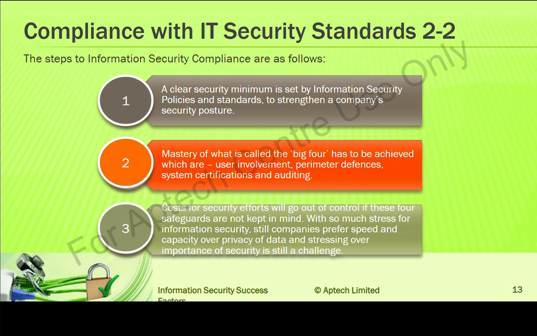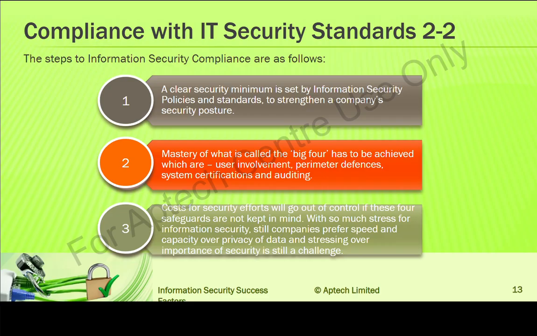And then we also have compliance with IT security. The steps to information security compliance are as follows. Number one, a clear security minimum is set by information security policy and standards to strengthen a company's security posture. If you notice, it says minimum security standard, that's the minimum. And this is set by the information security policies and standards. The framework is already there. It's for you to check it and make sure you meet the minimum requirement security standard.